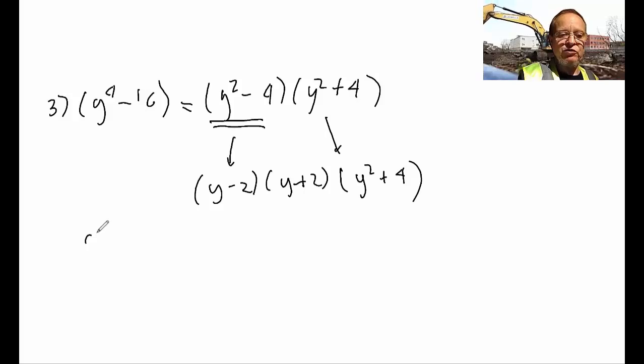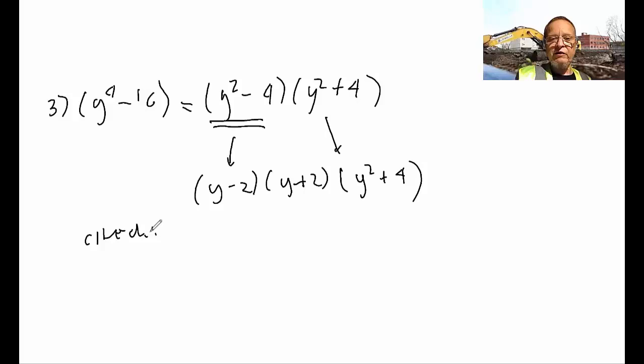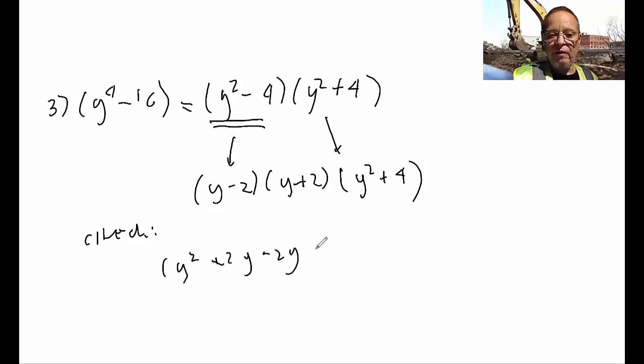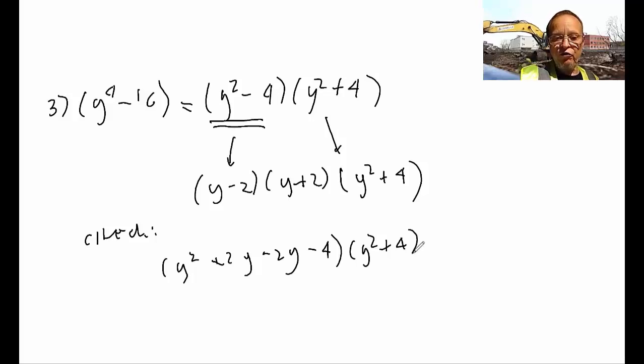Now, of course, we can check to make absolutely sure we did this right. So I'll just factor it, using my FOIL, and I have y squared plus 2y minus 2y minus 4, times y squared plus 4. I'm just bringing that down. And if you notice, these two cancel out, as it's supposed to. That's what it means to be the difference of two squares.